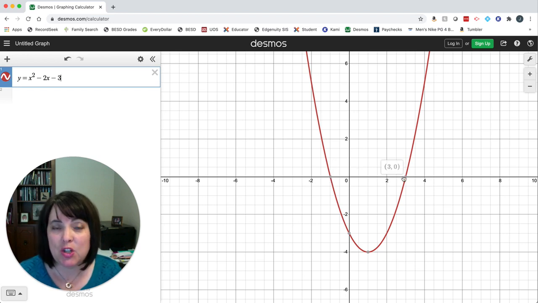Now the goal of this unit is to be able to actually find the zeros of a function without graphing it. So we're going to find a few ways to do that, but just so you know, that's what zeros means. If you can visualize in your head, where a parabola crosses the x-axis is a zero.